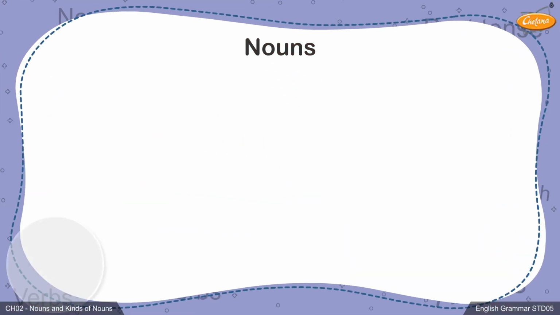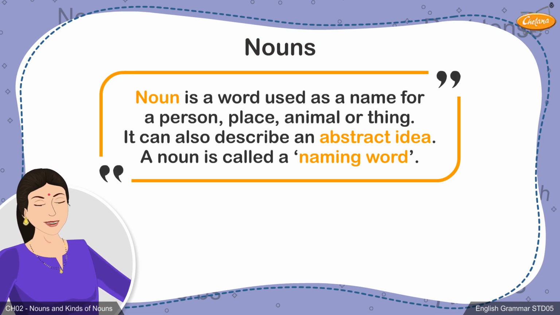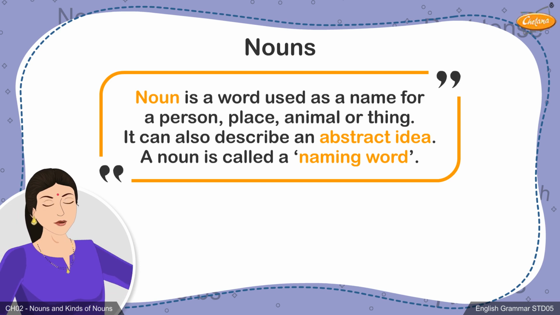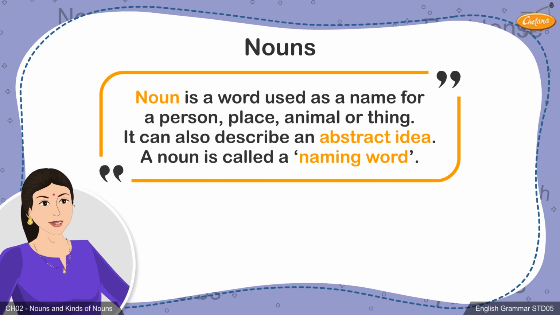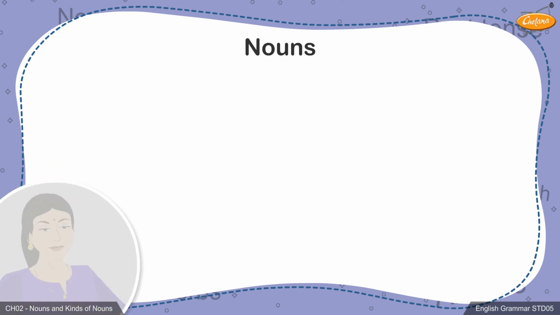Let's start. As you learned, a noun can be defined as a word used as a name for a person, place, animal, or thing. It can also describe an abstract idea. A noun is called a naming word. Let's read the given passage to understand more about nouns.